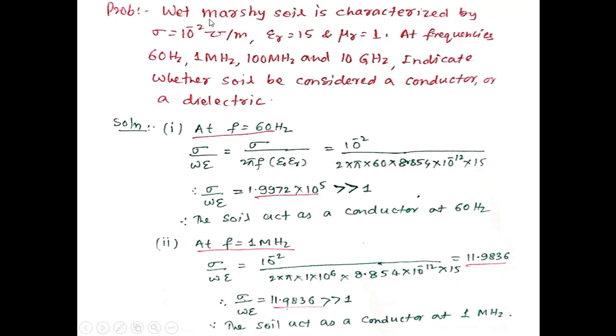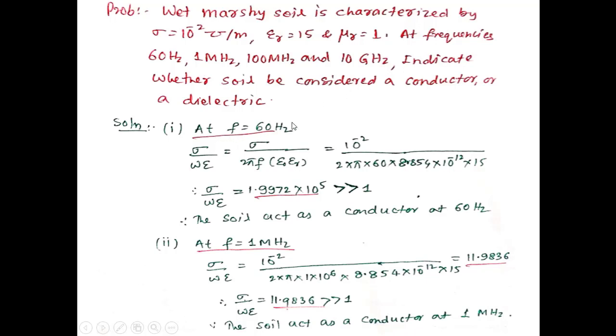Consider a problem where marshy soil is characterized by sigma equal to 10 raised to minus 2 mho per meter, permittivity epsilon equal to 15, and permeability mu equal to 1, at frequencies 60 Hz, 1 MHz, 100 MHz and 10 GHz. Indicate whether the soil can be considered as a conductor or dielectric.